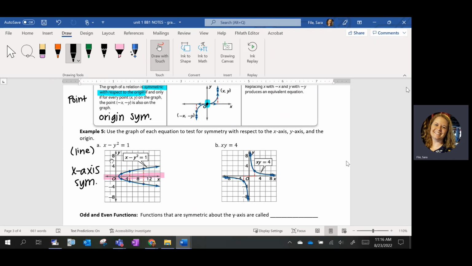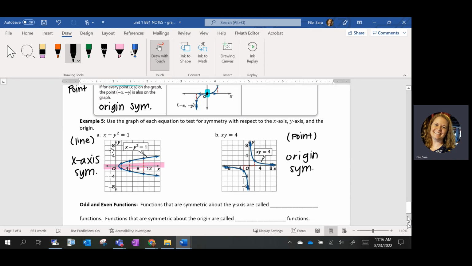What about graph B? Do you see any type of symmetry we talked about? Origin symmetry, good. Symmetric about the origin or symmetric with respect to the origin. That is a type of point symmetry. If I put my pencil here and held it down at the origin and rotated 180 degrees, that would look exactly the same as it does now. Everybody good with symmetry?